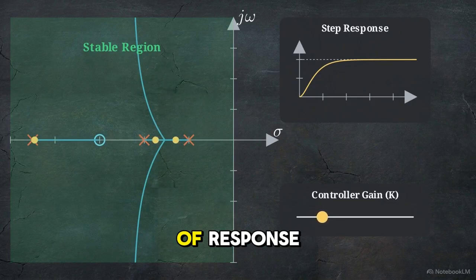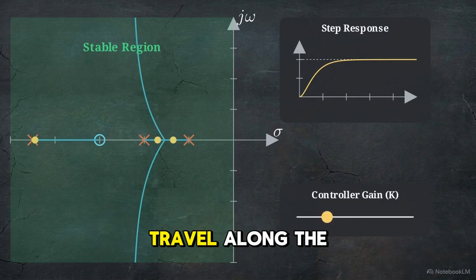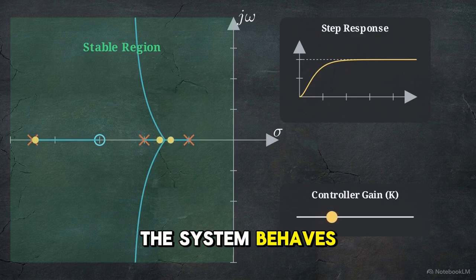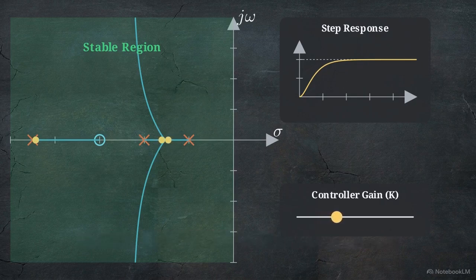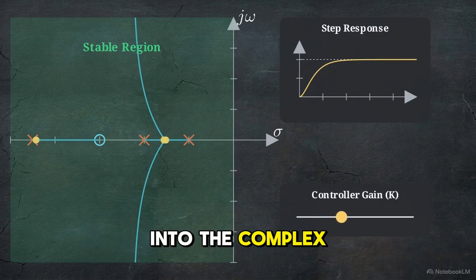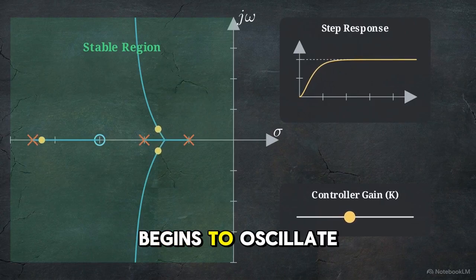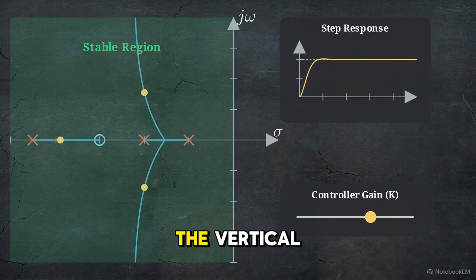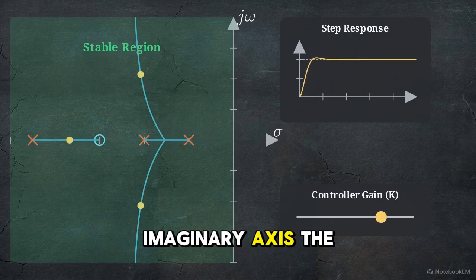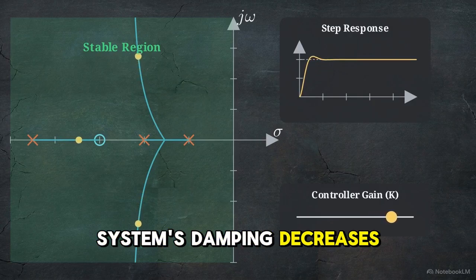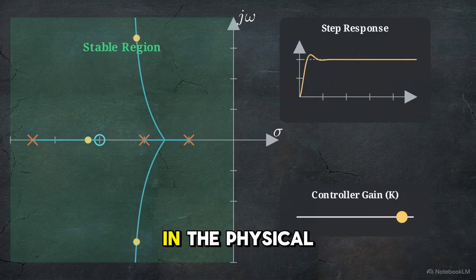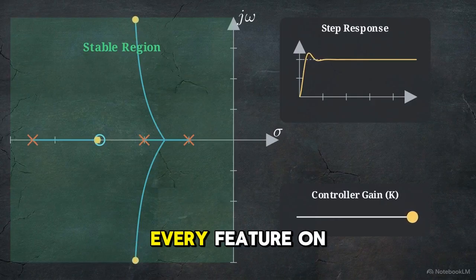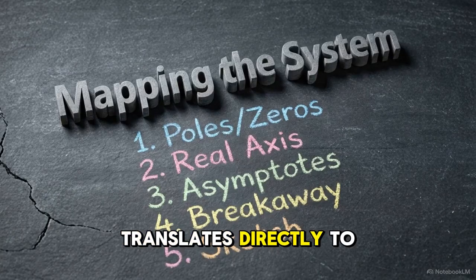Next, we look at the type of response. While the poles travel along the real axis, the system behaves smoothly without oscillating. But the moment they break away into the complex plane, the physical system begins to oscillate. And as those curved paths bend closer toward the vertical imaginary axis, the system's damping decreases, causing higher overshoots in the physical hardware.